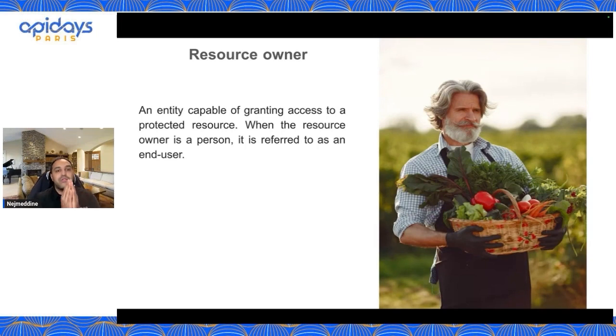So let's start with the resource owner. Imagine the resource owner is the owner of the farm. He is the man who has the ownership of everything you will find in this farm. The definition is: the resource owner is an entity capable of granting access to protected resources. When the resource owner is a person, it is referred to as an end user. So in our case, imagine that the farm owner is the resource owner. He is the owner of the farm.